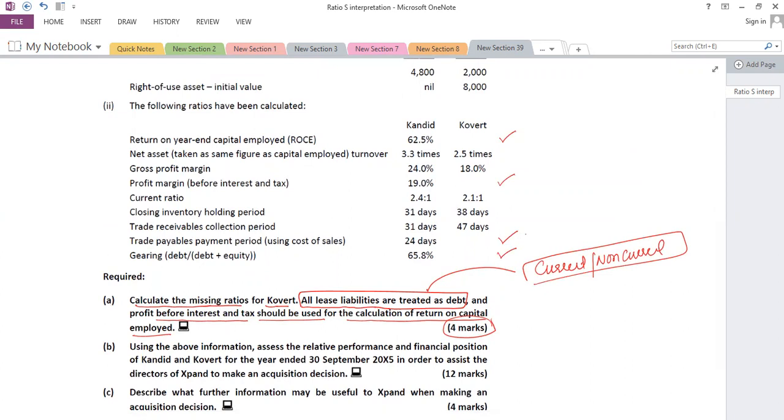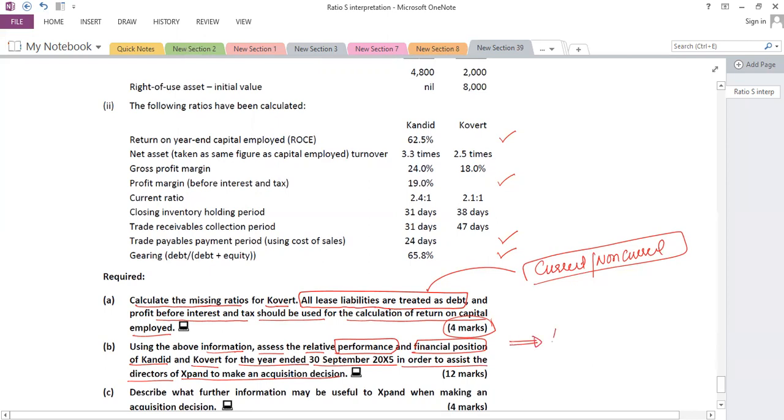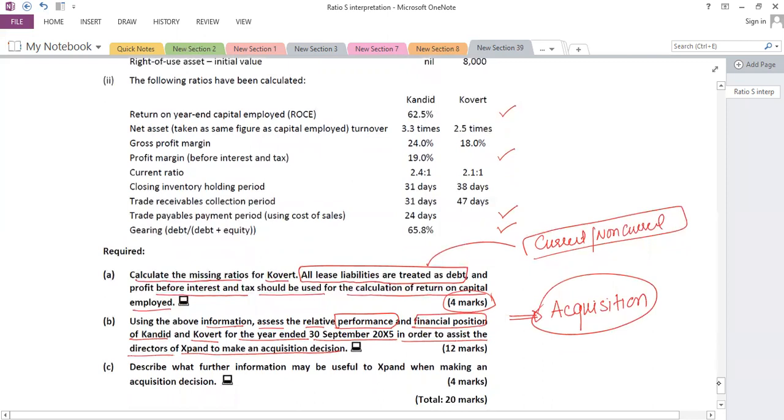Next, using the above information, assess the relative performance and position of Candid and Covert for the year ended September in order to assist the directors to make an acquisition decision. Now it's very important: why are you analyzing? What is the purpose of analyzing these ratios? The reason is you want to acquire one company.